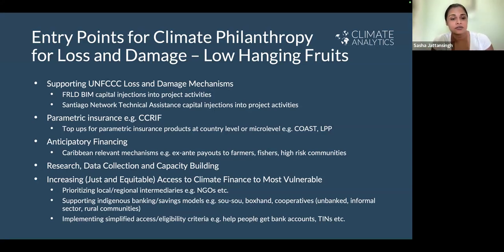Then also, of course, there's research, data collection, and capacity building. So I'll always include that. And then in terms of anticipatory financing, this is something that's been well developed and utilized in Africa, but not really here in the Caribbean.